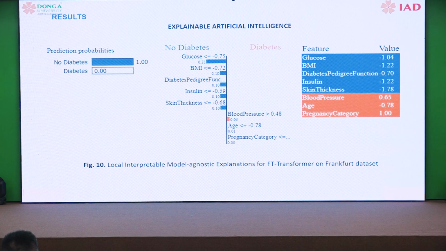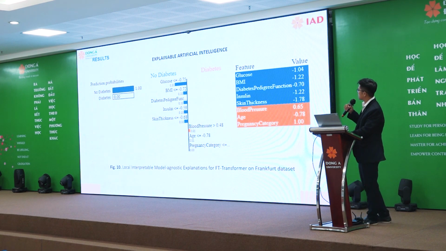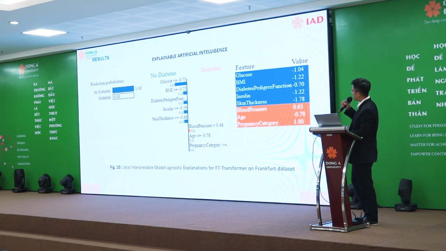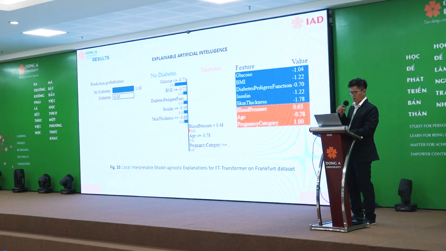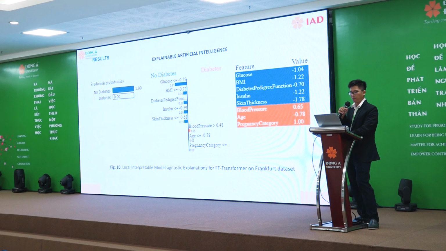I also use LIME explainability, and I find that some people have blood pressure above 0.84, which is not the unit of blood pressure. Here is the coefficient. So I find that blood pressure, age, and pregnancy categories have the highest risk of diabetes, if the level of blood pressure is over 0.48.